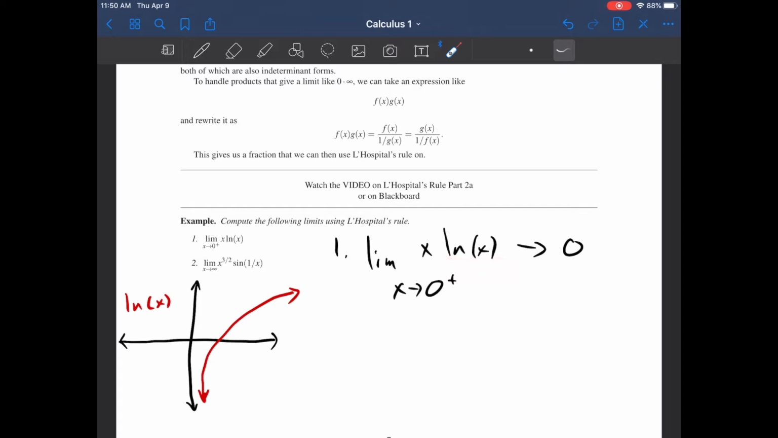If you look at the graph of ln of x, it looks something like this. First of all, I'll point out that there's no part of the graph that lives to the left of x equals 0. That's why it's really saying only from the right, because there's no part of the graph over here. As x goes to 0 from the right, our x's get closer and closer to 0, and our y values get smaller and smaller, so they take off downwards to negative infinity. So we actually end up with 0 times negative infinity.